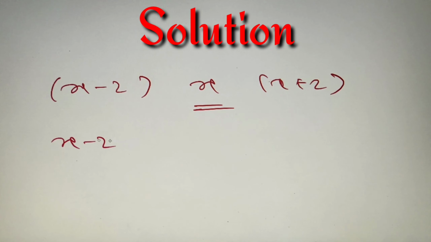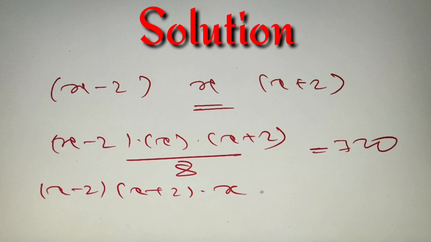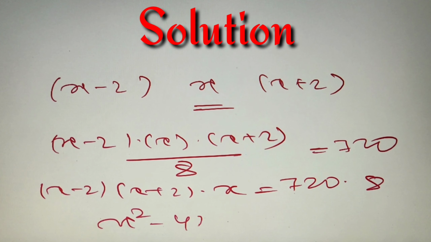So we can say that (x minus 2) into (x plus 2) into x, when it is divided by 8, is equal to 720. Now we can also state this as (x minus 2) into (x plus 2) into x is equal to 720 into 8. Now (x minus 2) into (x plus 2) is simply (a minus b) into (a plus b), which is equal to a square minus b square. So we'll get (x square minus 4) into x is equal to 720 into 8, which is equal to 5760.